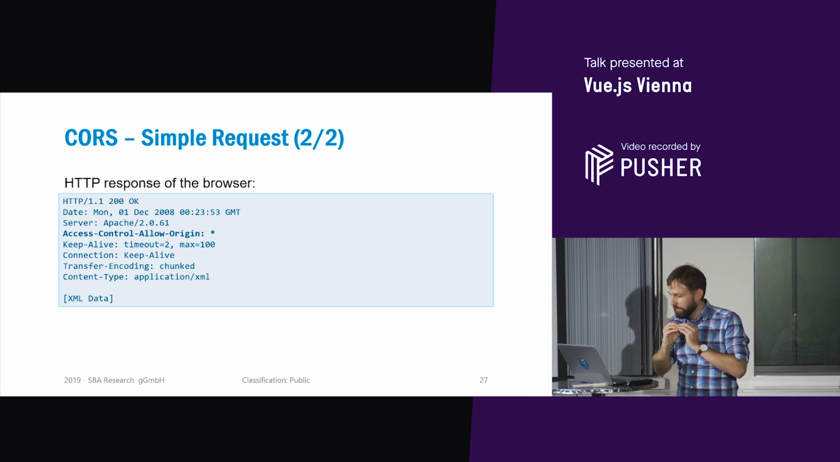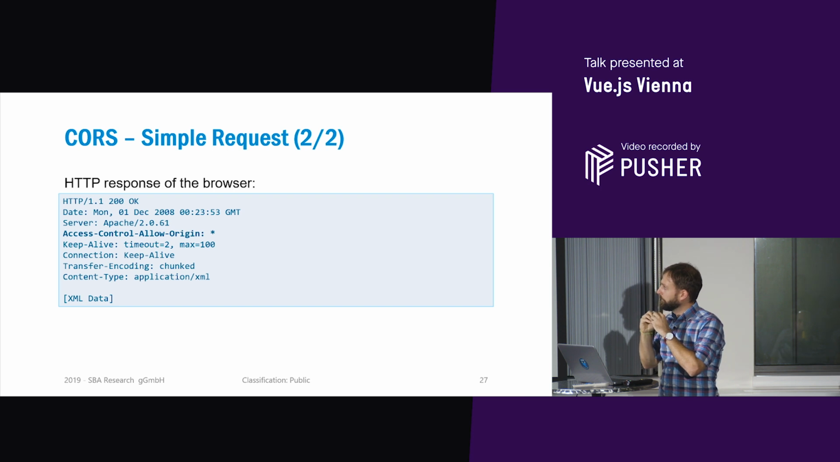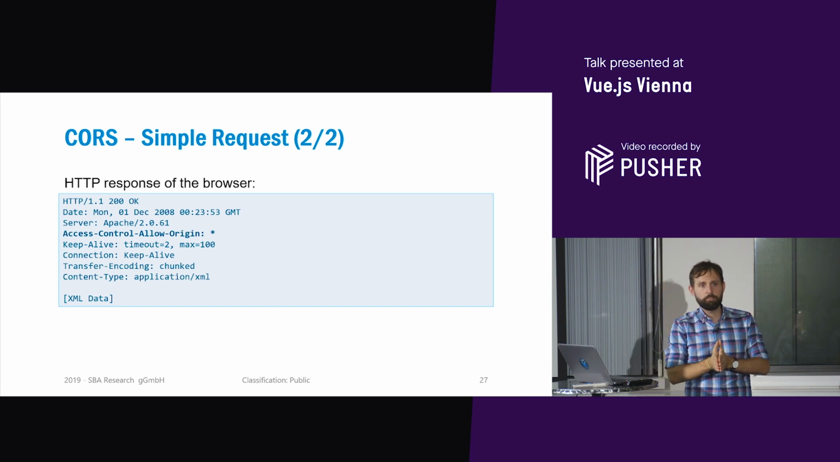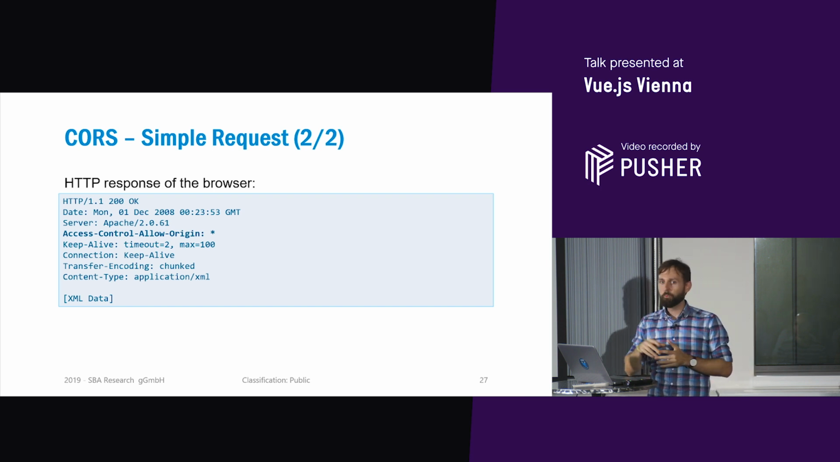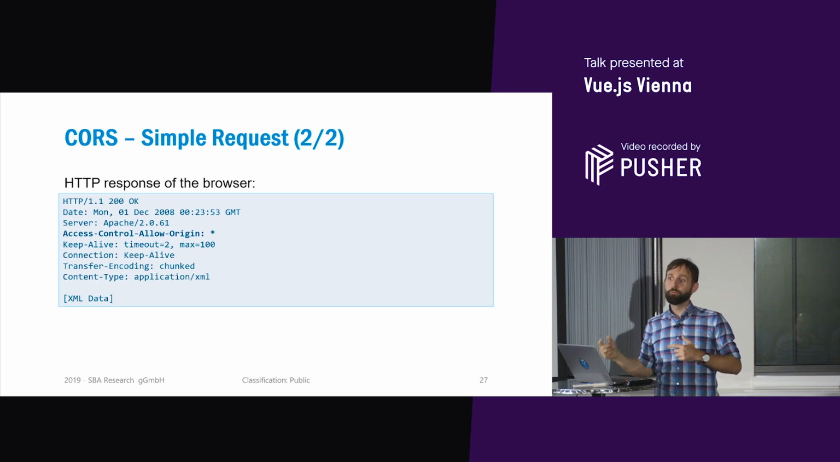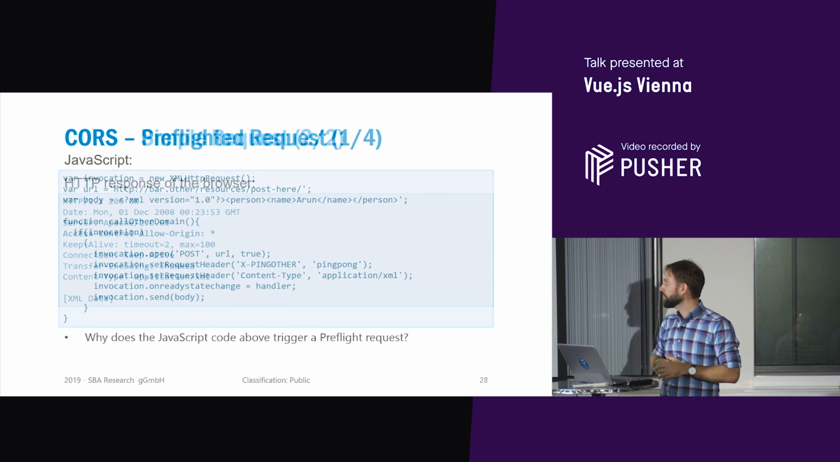It's going to give the ability to read the response to the originating JavaScript. That's the only difference. So you can actually read the response to your GET request, which would not be allowed by default because of the same origin policy. Cross-origin reads are typically disallowed.